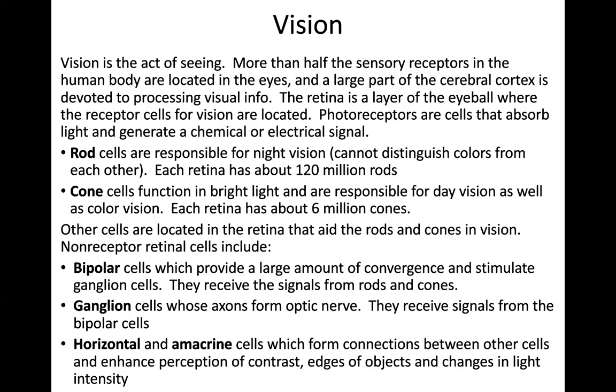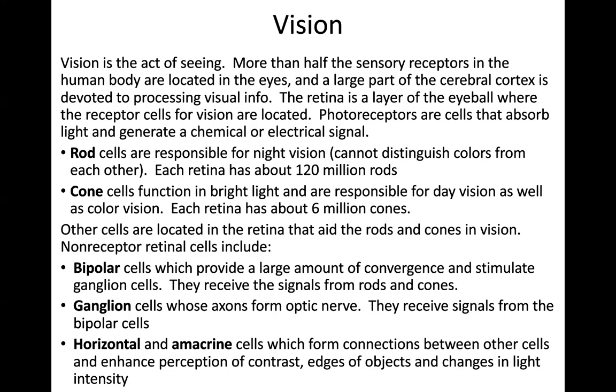Okay. More than half of the sensory receptors in your human body are located in your eyes. Think about that. All those different receptors that are in our skin, all those that are in our muscles, our tendons, our joints, in our ears, in our nose, they only add up to about half as many as what are in our tiny little eyeballs. Okay. And a very large part of our cerebral cortex is devoted to processing our visual information.